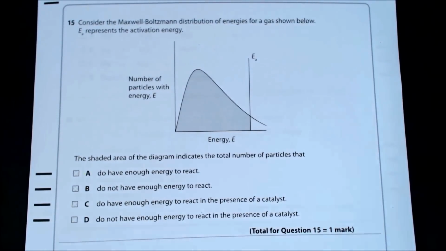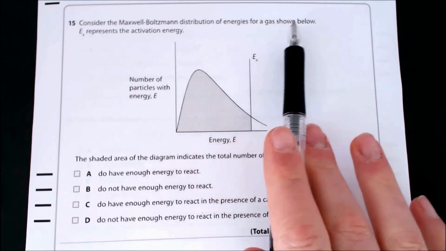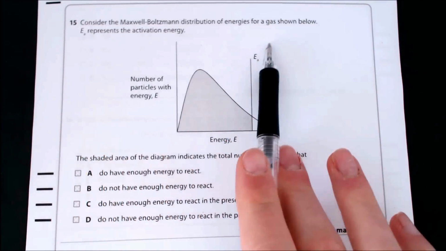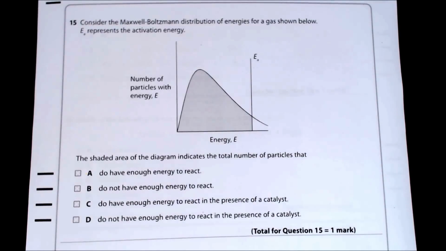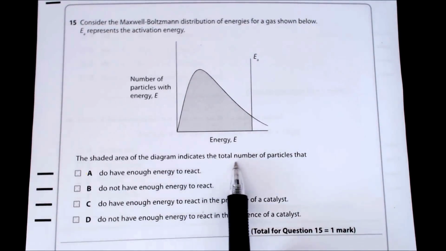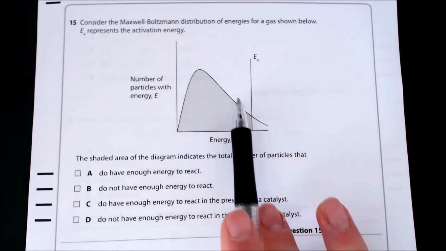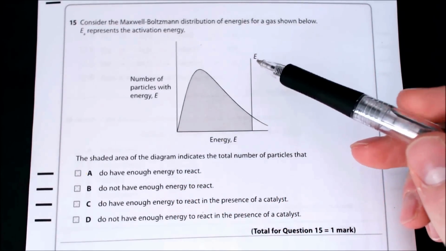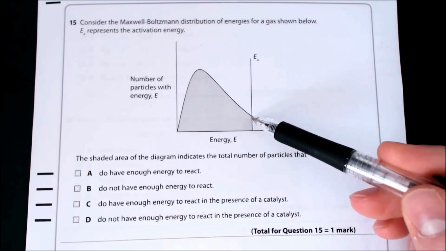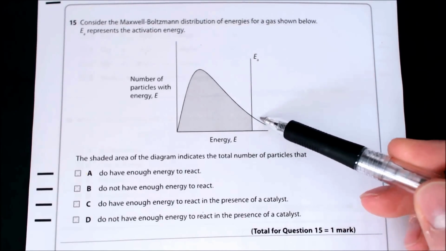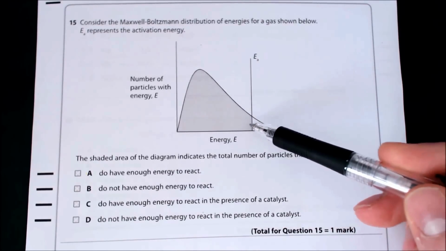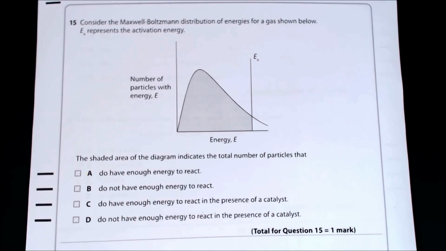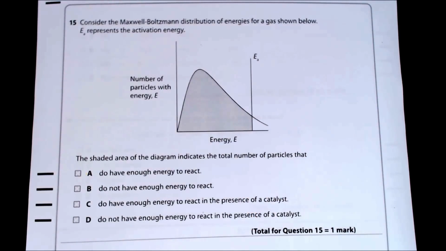Right, 15. It says consider the Maxwell-Boltzmann distribution of energies for a gas shown below. EA represents the activation energy, which is there. It's got number of particles with energy E and energy E at the bottom there. It says the shaded area of the diagram indicates the total number of particles that, so we're looking at this bit here. Activation energy is the energy required for a reaction to occur, for successful collisions to occur. Anything beyond that means the particles have enough energy to collide successfully to allow a reaction to occur. Anything below that means they don't have enough energy, which is the vast majority of the particles at any one time. So what we need to say is this is B.